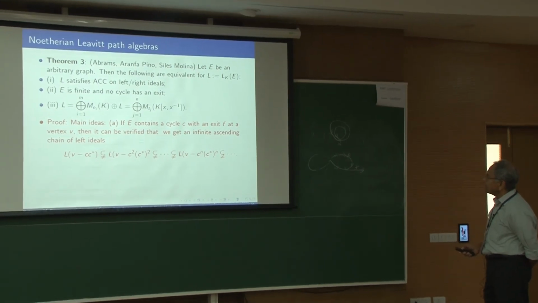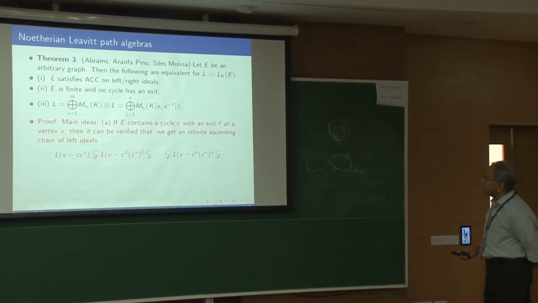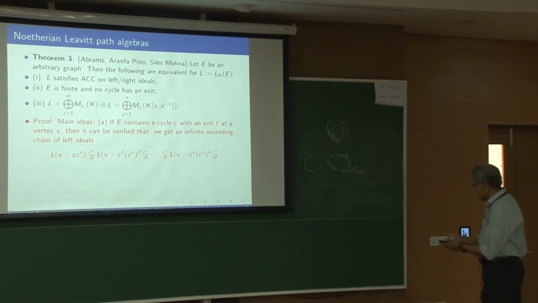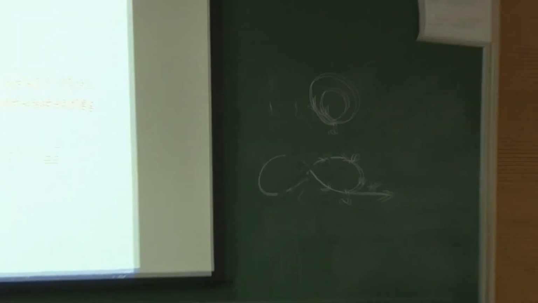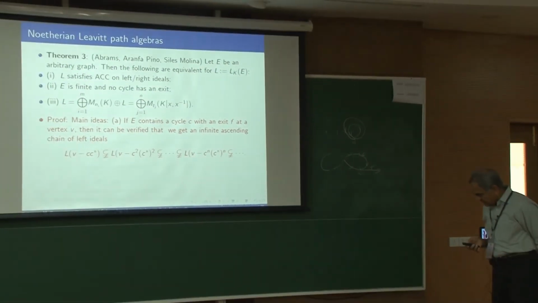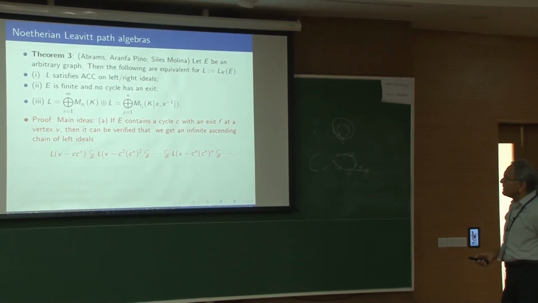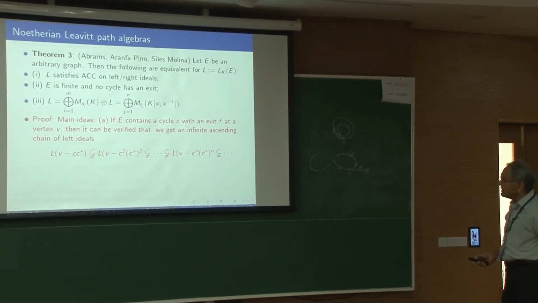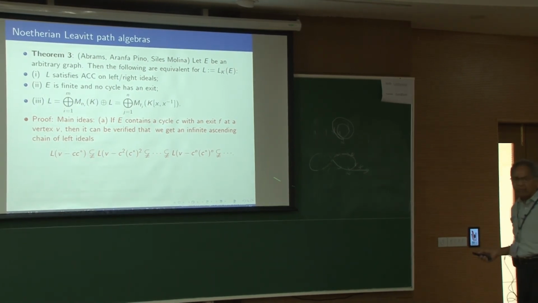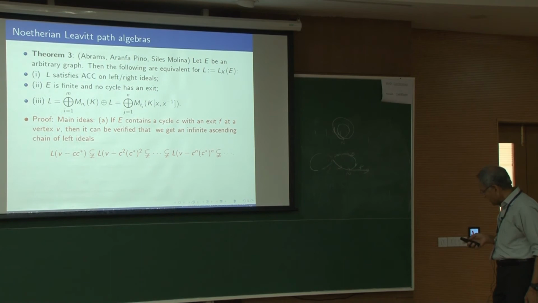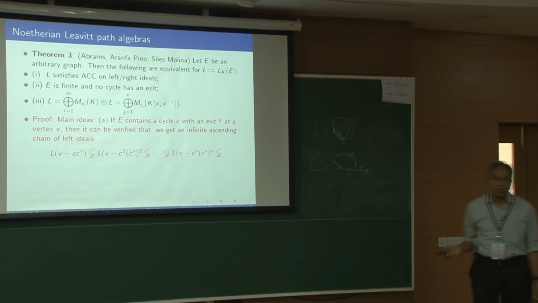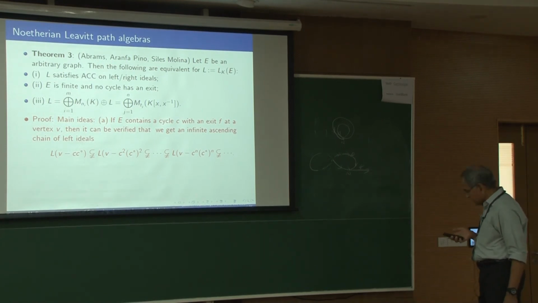C is a cycle based at the vertex V, and in this diagram, this is the vertex V. Then these left ideals, L times V minus CC star, are strictly contained. The strict containment comes because of the exit here. So to show that the containment is strict, you really use this argument. So I have an infinite ascending chain. That's not possible here. So no cycle has an exit in here.